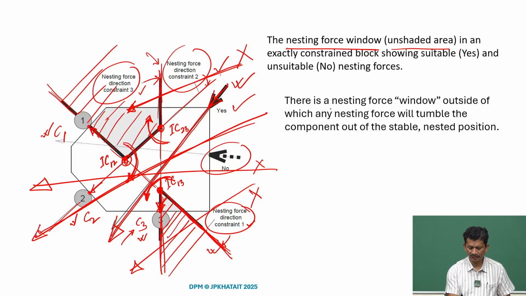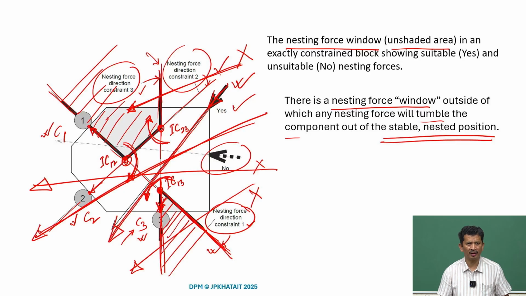So, there is a nesting force window outside which any nesting force will tumble the component out of the stable nesting position. So, we will not have a stable nested position if the force is passing through the shaded area. We can again take up some examples later and try to understand.